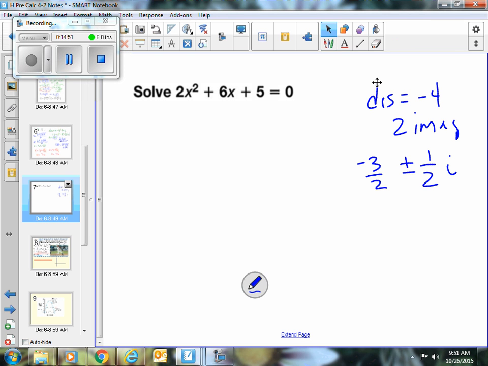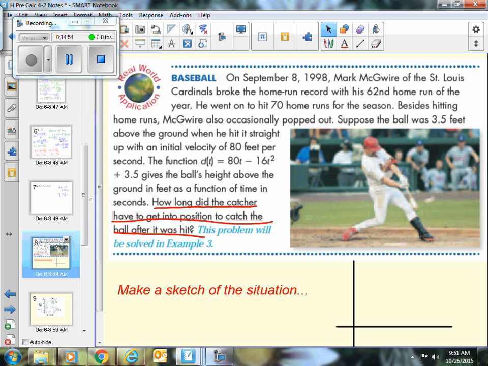So you can double check and see if that works for you. All right, so I want to take a moment to talk about this application question, a place where people actually use parabolas. Basically, anytime you hit something, it goes up and it comes back down is a great example of a parabola. So in this case, we're talking about Mark McGwire of the St. Louis Cardinals. He broke a home run record a long time ago in 1998.